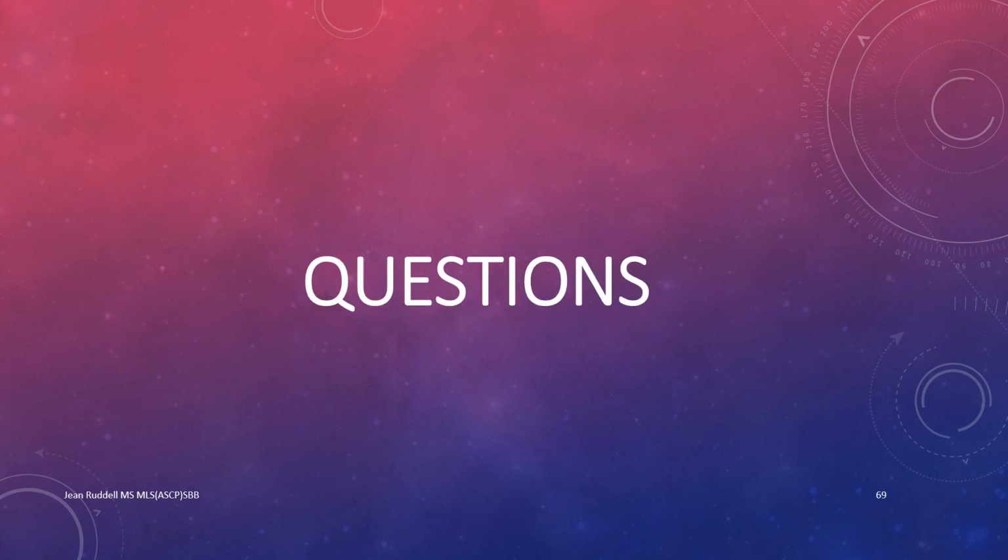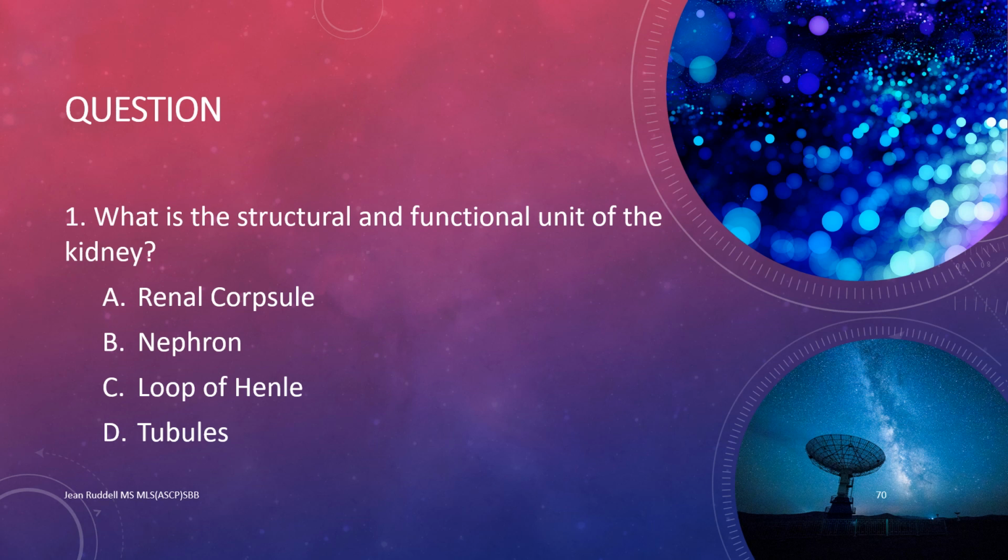Questions. Question 1. What is the structural and functional unit of the kidney? A. Renal corpuscle. B. Nephron. C. Loop of Henle. D. Tubules. The answer is B.